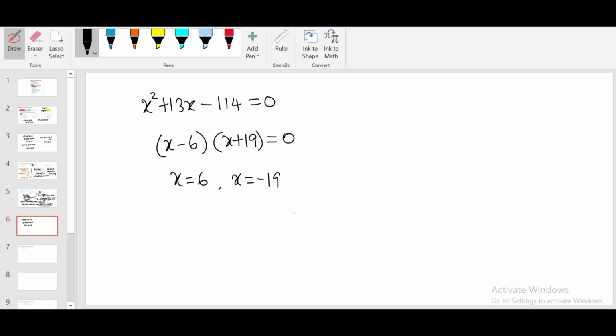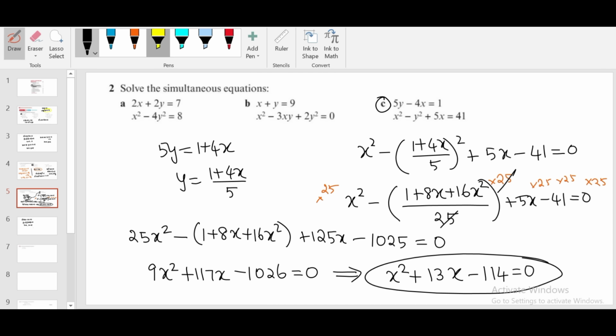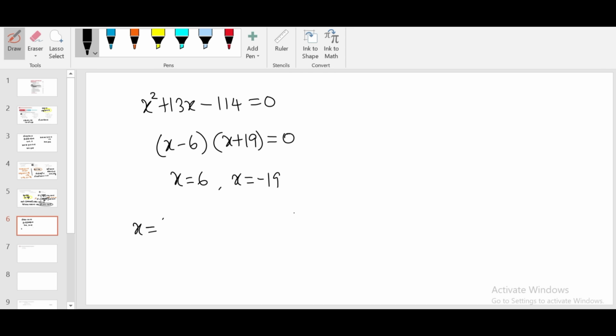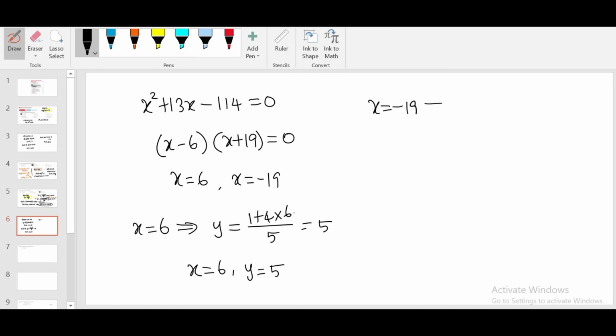Now we got two x values. We need to find the values of y using this equation, (1 plus 4x) by 5. So when x is 6, y is (1 plus 4x) by 5. So we'll get 25 by 5 is 5. So x is equal to 6, y is equal to 5. Use the second value, x is negative 19. So y is going to be 1 plus 4 times negative 19 divided by 5.